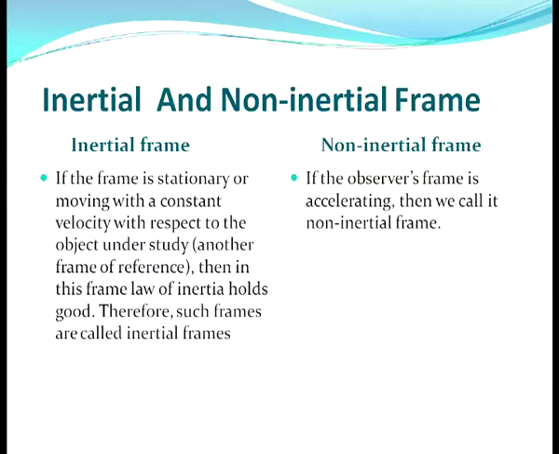If the frame is stationary or moving with a constant velocity with respect to the object, as we have seen in the case of the box, the box is at rest on the platform and the person in the train is moving with a constant velocity. In that case, in this frame, the law of inertia holds good. Therefore, such frames are called inertial frames. For a non-inertial frame of reference, if the observer's frame is accelerating, then we call it a non-inertial frame because the law of inertia does not hold good in this frame of reference.